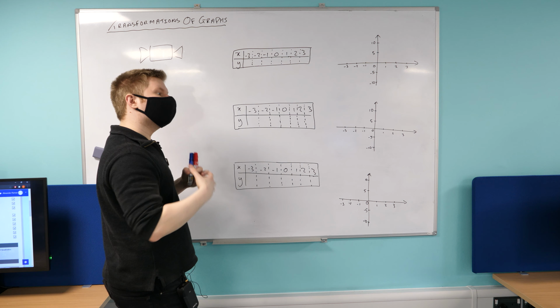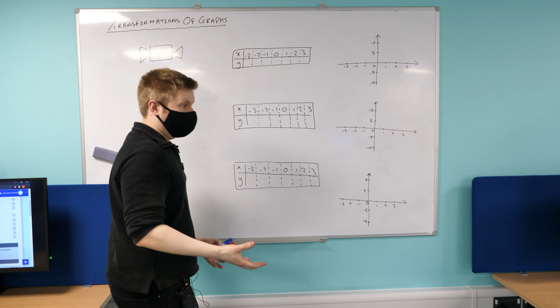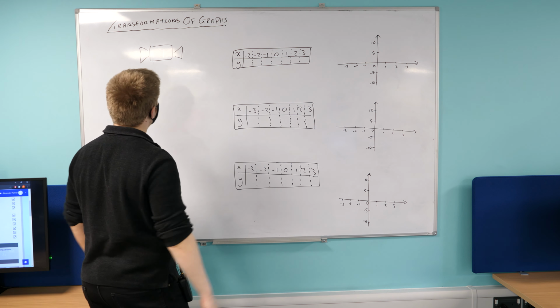So we're going to make a start on transformations of graphs. So here is the idea, okay? The idea is if we can understand a basic graph, like a parabola, or a straight line graph or a cubic graph, then from that we're able to establish what changes we can make to make the graph look different. That's the basic idea, okay?